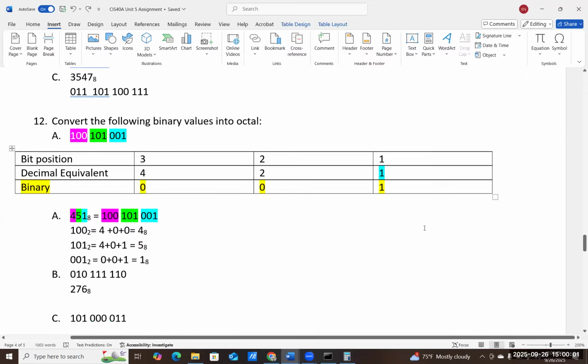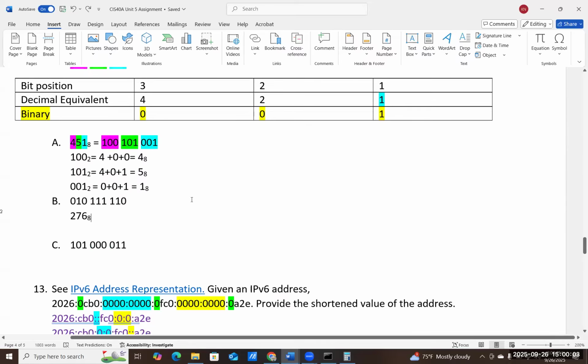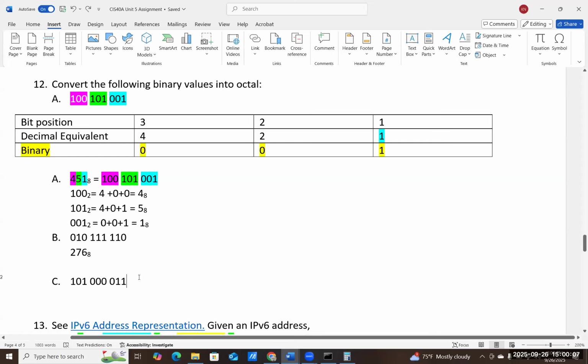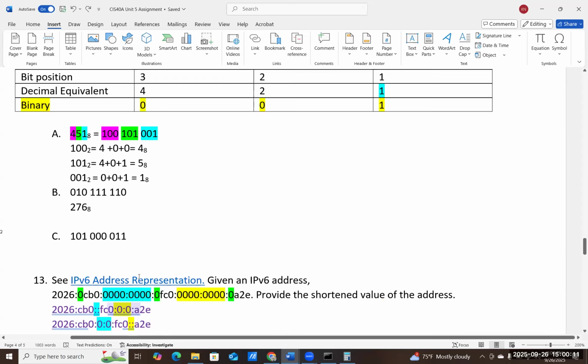Okay, so we can practice. B should be 276 in octal. And then C you have to solve. Okay, we're almost there, just a little more, and then we'll do the lab.